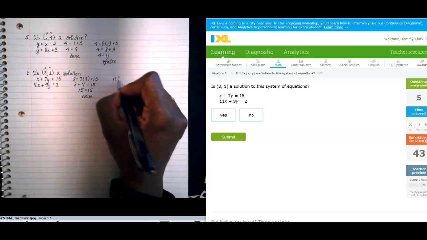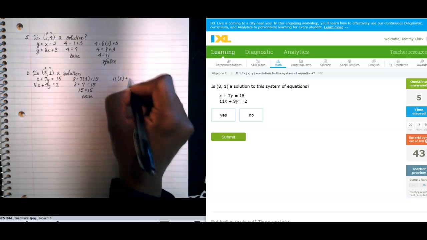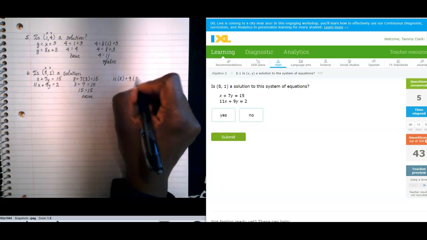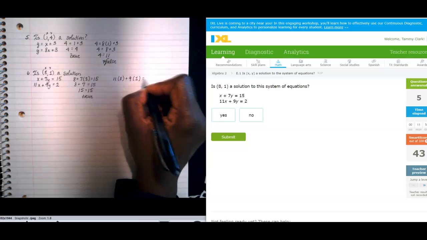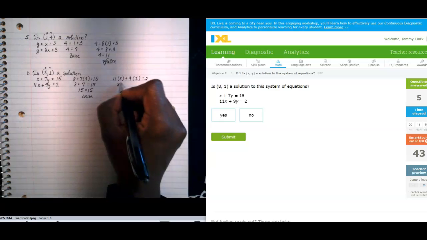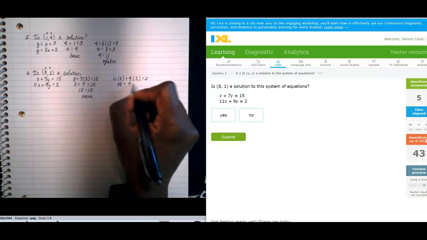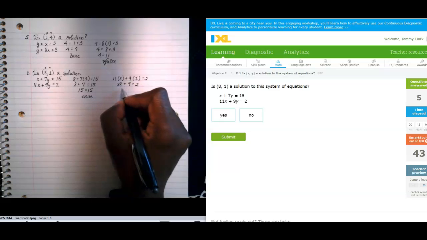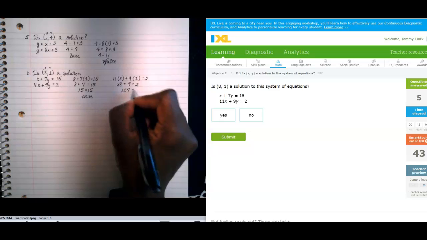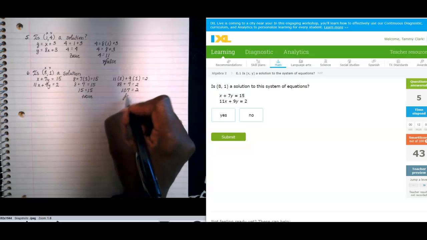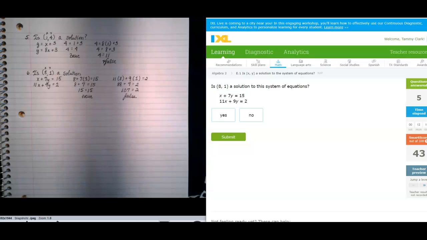Our next one says 11. We're going to multiply that by 8 plus 9 multiplied by 1 equals 2. Well, this is 11 times 8 is 88 plus 9. 9 times 1 is 9 equals 2. 107 equals 2. Well, that's obviously false. So, ordered pair (8, 1) is not a solution.